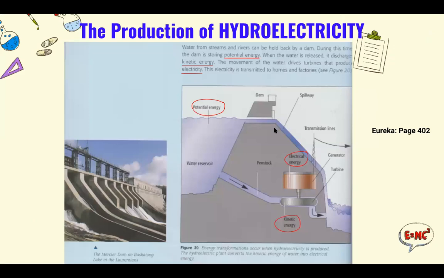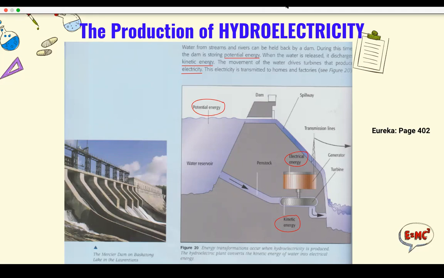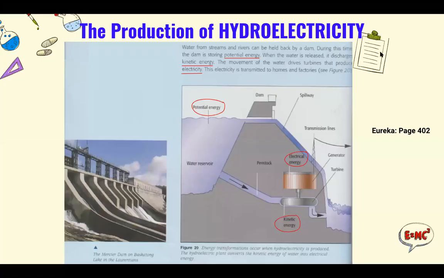So if you go to page 402 in your textbook, there's discussion of hydroelectricity. And in this discussion, you see this idea of energy transformation. You don't end up with electrical energy right away. There's some stuff happening. So on page 402, what's happening? We are looking at the production of hydroelectricity.